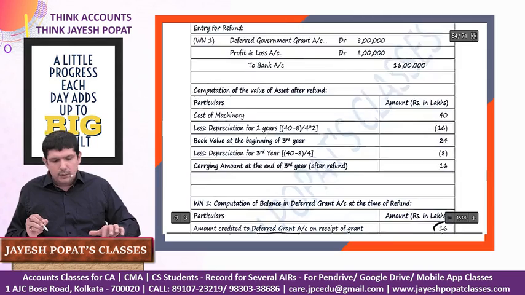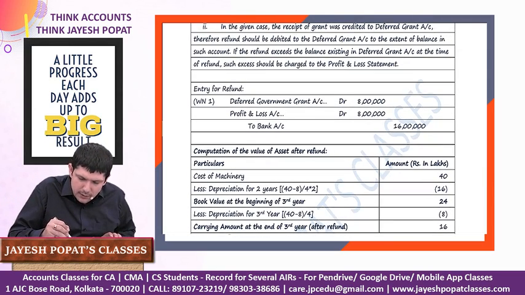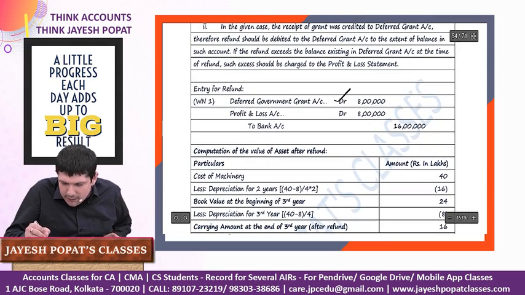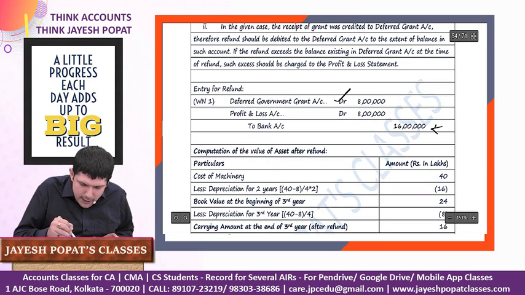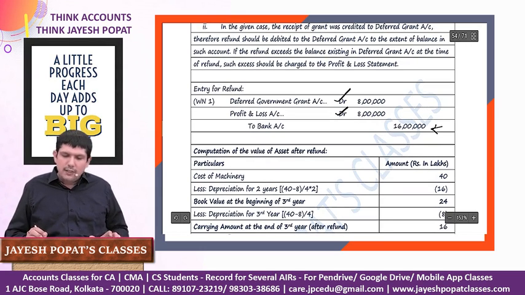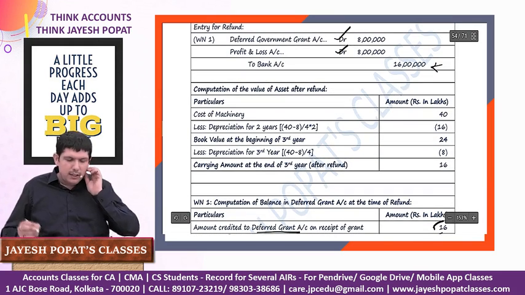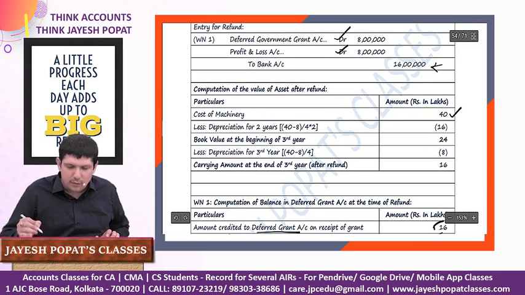So this balance we need to debit. So we'll say deferred grant account debit 8 lakh. But since our refund is 16 lakh, right, we need to debit PL by the remaining amount of 8 lakh. And we look at the value of the machinery. The value of the machinery is 40 lakh.